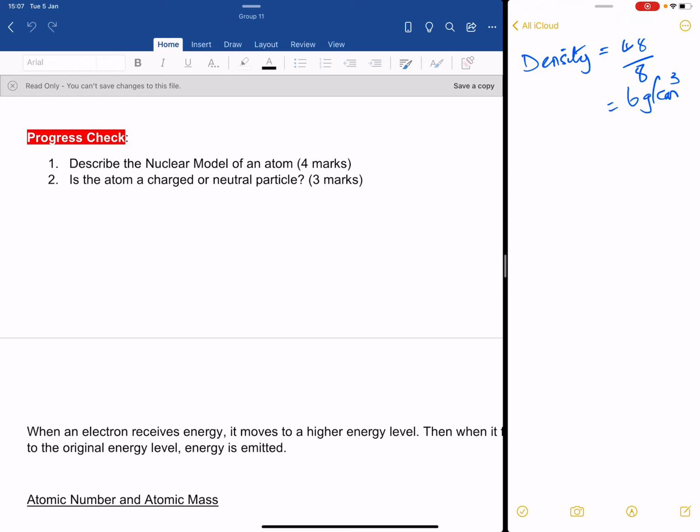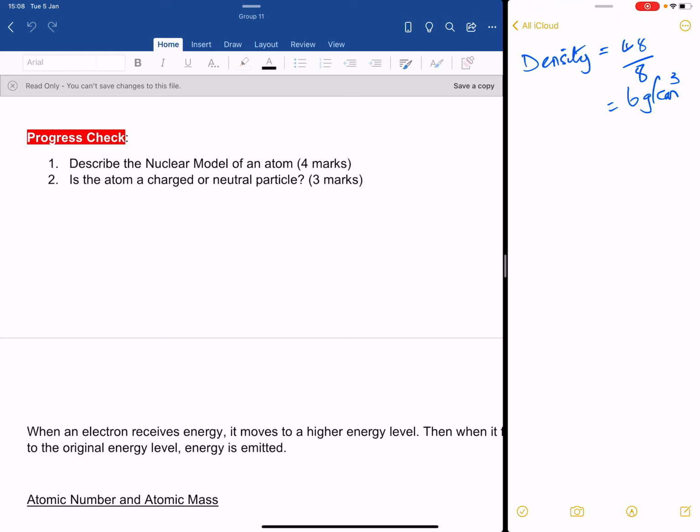Okay, so for number 1, to get your 4 marks, describe the nuclear model of an atom. So what you would say there is there is a nucleus at the centre of the atom. This nucleus contains protons and neutrons. The nucleus has a positive charge and it is surrounded by orbiting electrons, and these electrons orbit in energy levels or shells.